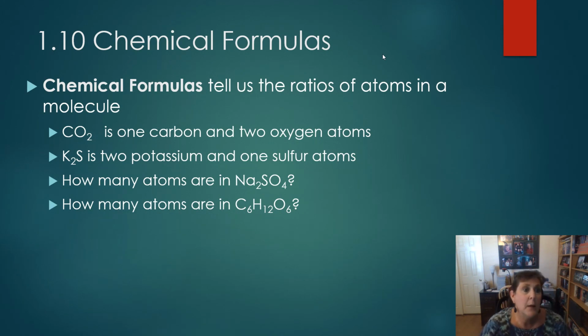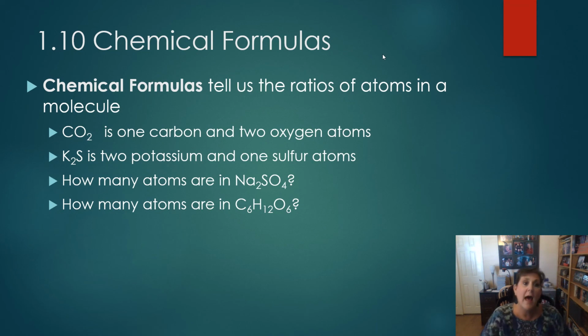K2S means 2 K, that's potassium, atoms, and 1 S for sulfur atoms. 2 plus 1 is 3, 3 atoms. How many atoms are in Na2SO4? I hope you said 7. Na has 2 atoms, S is a 1. Again, we don't have to write the 1 there. It's understood it's a 1. And O is 4. 2 plus 1 is 3, plus 4 is 7.